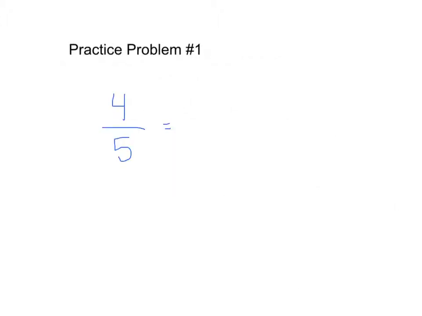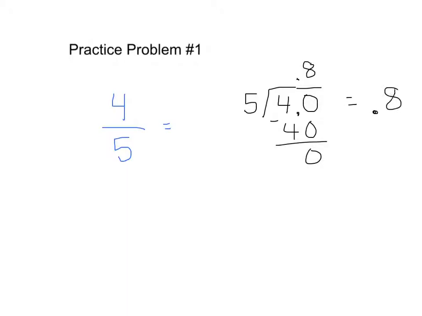Practice problem number 1. Feel free to pause, however, I will be solving this using division. To answer this question, I'm going to be doing the division problem 4 divided by 5. 5 does not go into 4, but it does go into 40 8 times. 8 times 5 is 40, and when I subtract, I get a 0, so my answer is just going to be 8 tenths.